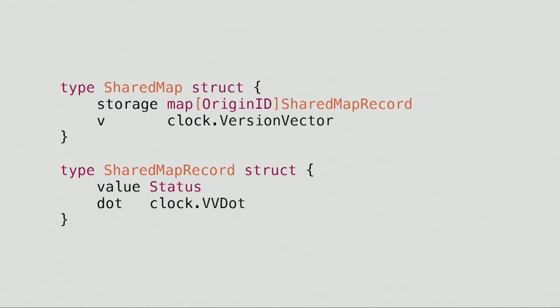If you're familiar with Go's syntax, this is pretty standard stuff. We have a shared map, which has its storage, where the key is the origin ID, because remember, we're health checking origins here, which refers to a shared map record, which is a value, the status. We also keep a version vector along with the map, which is that server's local version vector. And then we keep what's called a VV dot, or a version vector dot, along with each of the individual records. It tells us when that record was written and who it was written by.